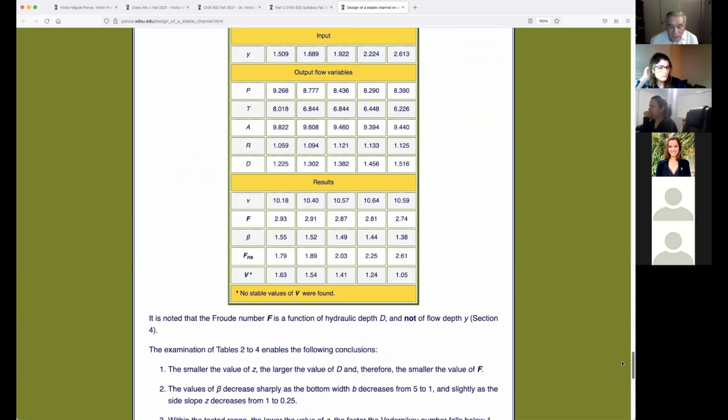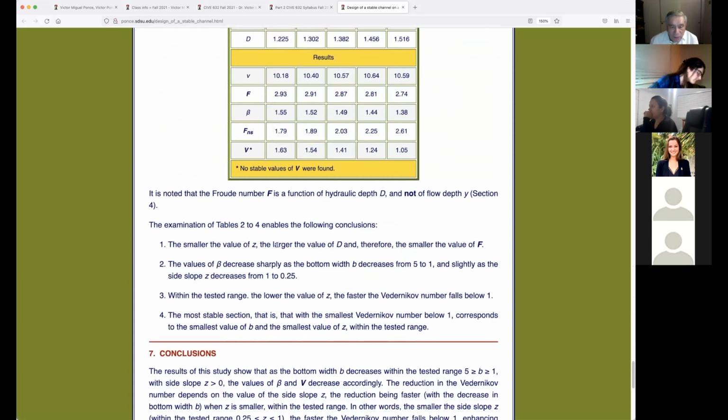Okay, so finally we come up with the conclusions, right? Froude number is a function of depth. It is noted markedly that the Froude number is a function of the hydraulic depth and not of the flow depth. The examination leads to the following conclusions. The smaller the value of Z, the larger the value of D, and therefore the smaller the value of F. The value of beta decreases sharply as the bottom width decreases from 5 to 1, and slightly as the slope decreases from 1 to 0.025. Within the tested range, the lower the value of Z, the faster the Vedernikov number falls below 1.